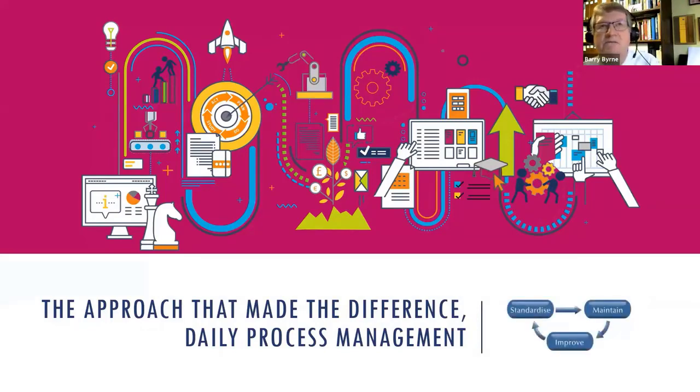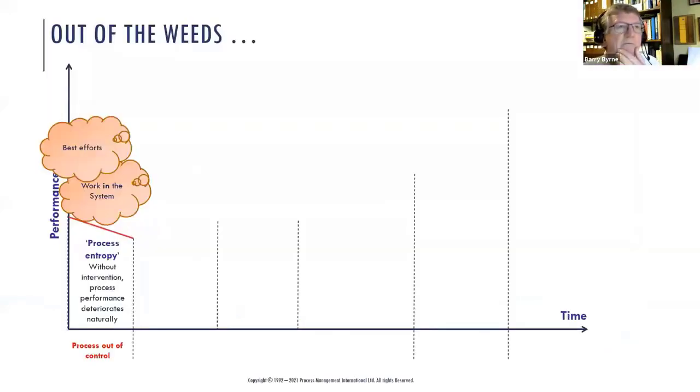So what is the approach then that made the difference? This DPM, and as you can see the graphic here, it's about standardization, maintenance, and improvement. But even as that's described, I think the recognition that there's a stage before the process of standardization, if you will, and that is the one of stabilizing, this getting control.